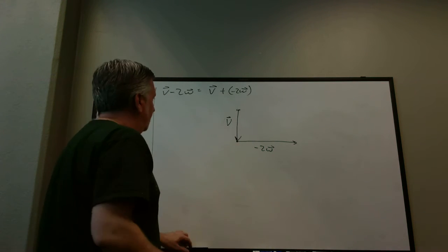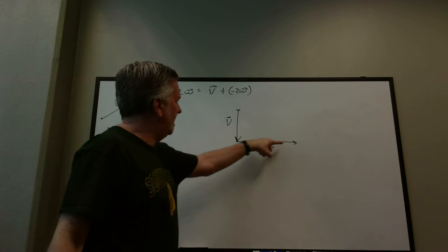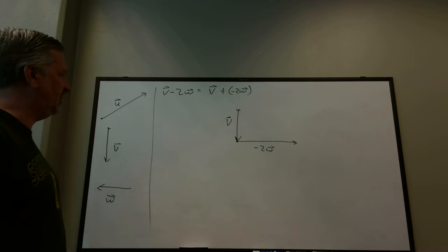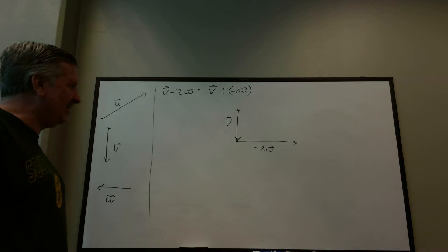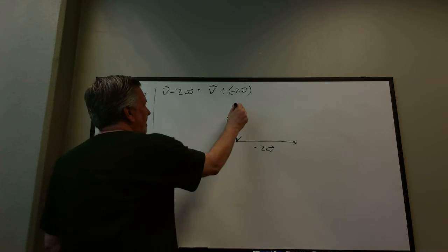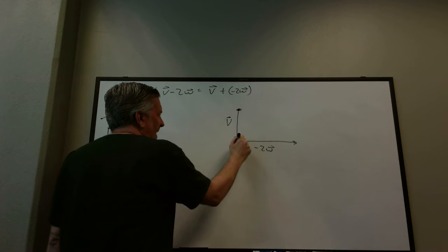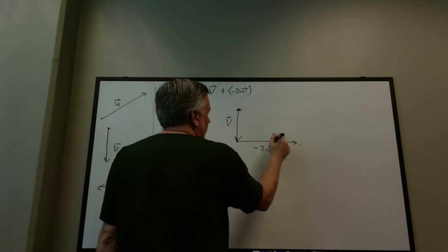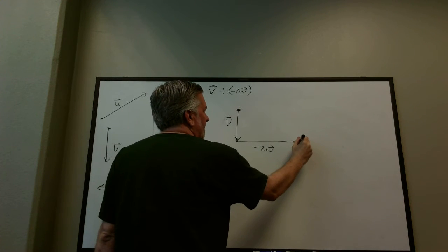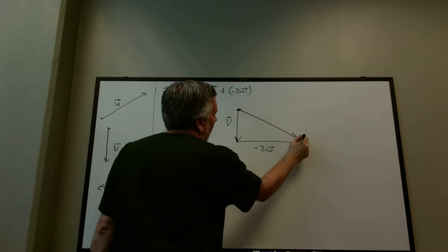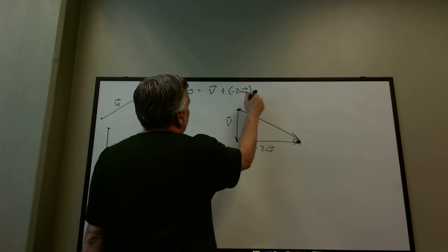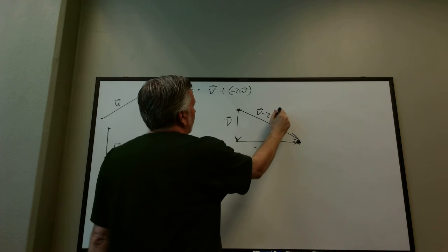Okay, so there's v, and there's negative 2w, twice as long in the opposite direction. Now that's not the answer. Remember how you add vectors. I started here, I walked along the path of v, I walked along the path of minus 2w, so I started here and stopped here. That is vector v plus minus 2w, or v minus 2w.